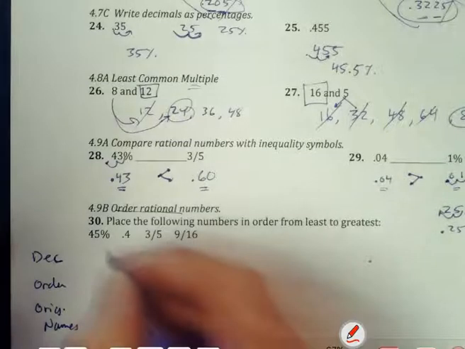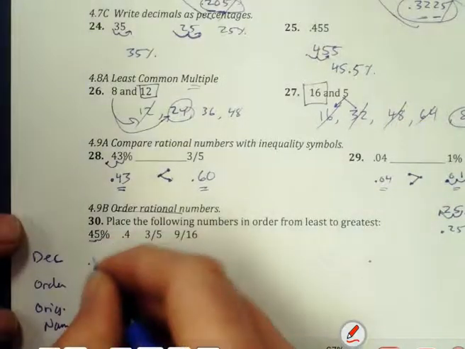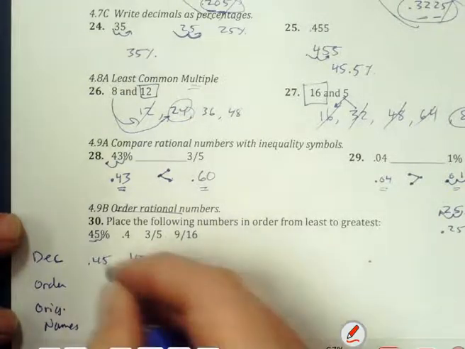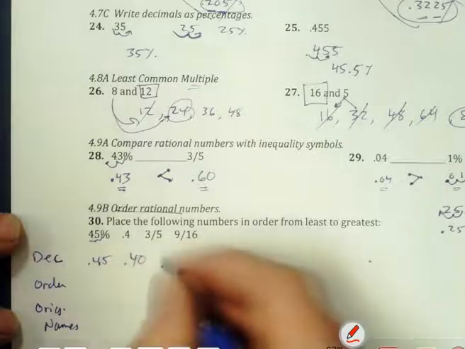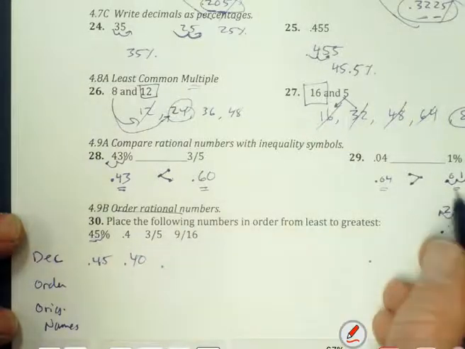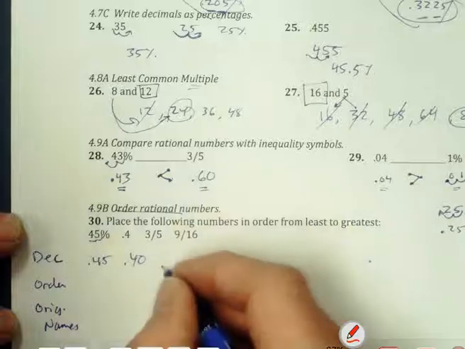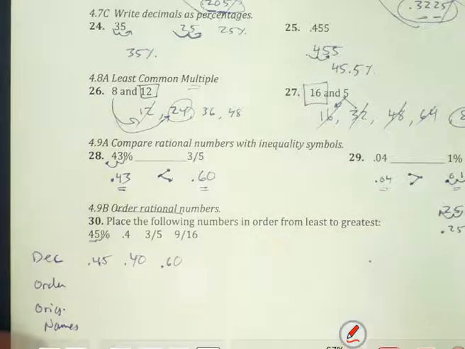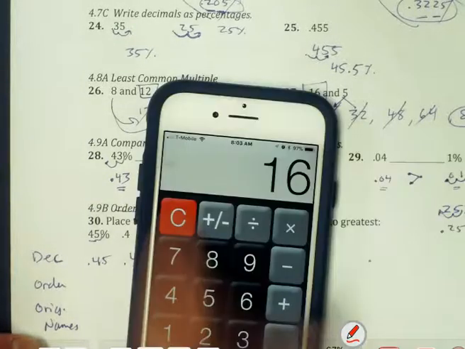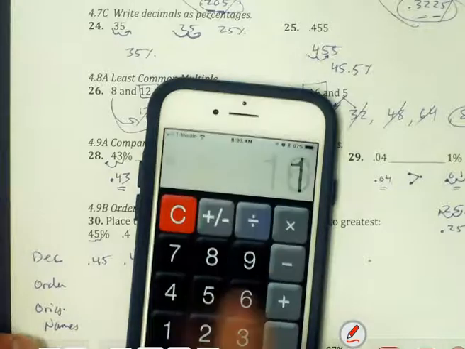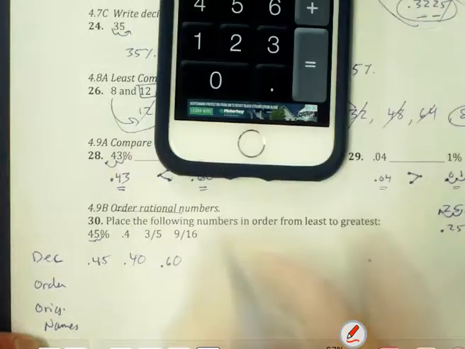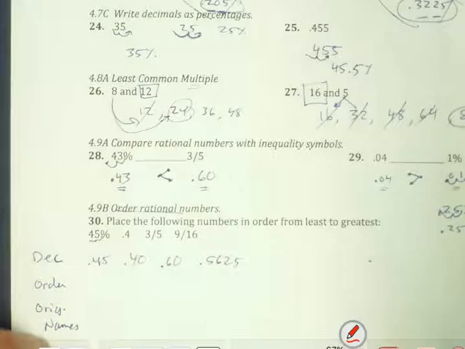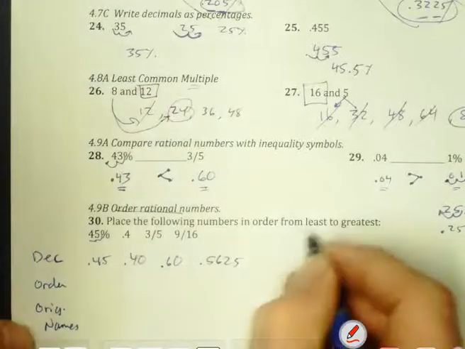All right, so make them all into decimals. This one is 0.45. This stays 0.4. I'm going to add a 0 on there since I have 2 digits here. 3/5, 3 divided by 5. I just did that up above. That's 0.6, and I'll give that an extra 0 too. And then 9 divided by 16. I don't know that one. Let's just see. 9 divided by 16 is 0.5625.